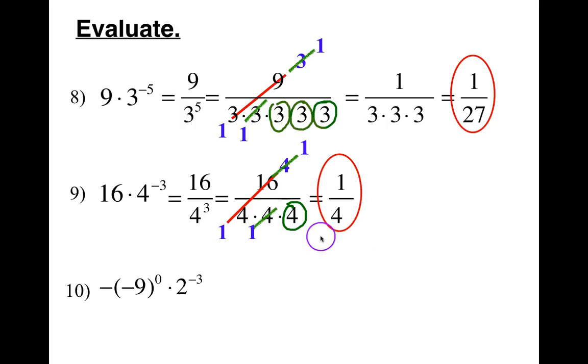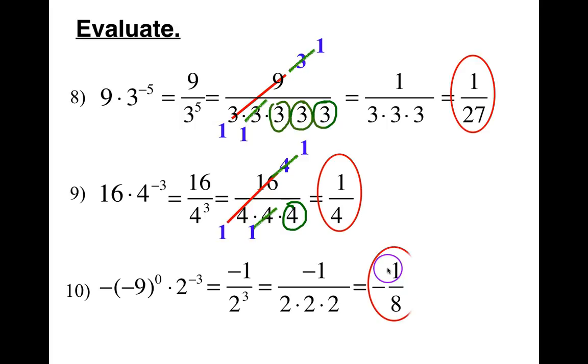Okay, so number 10, here it's the opposite of negative 9 to the 0 power. Hopefully you know that's just a fancy way of saying negative 1 over, in this case, negative 1 over 2 cubed. I'm going to go ahead and expand this out. You have negative 1 over 2 times 2 times 2, which is going to be negative 1/8. Okay, so check out, see how well you did. If you got something wrong, please take a very close look at what your mistake is and make sure you make that correction.